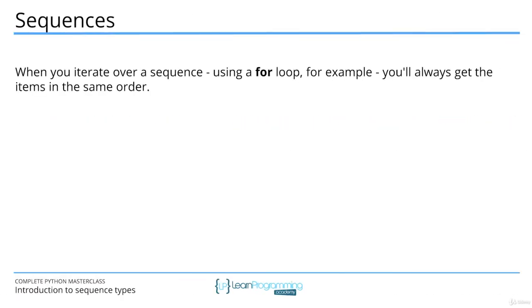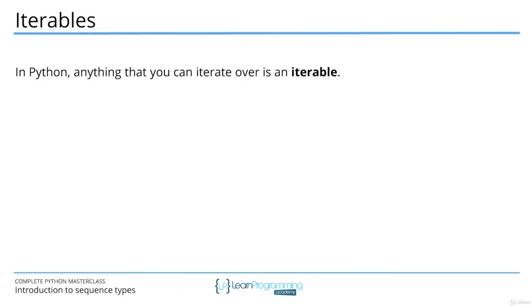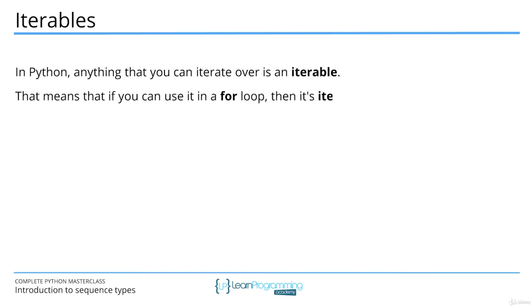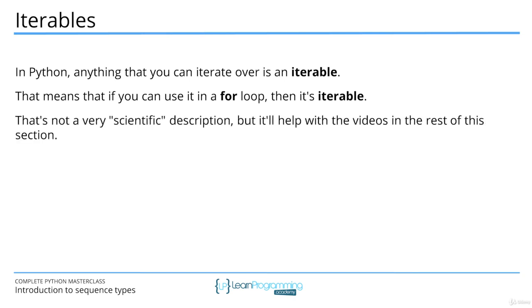When you iterate over a sequence, using a for loop for example, you'll always get the items in the same order. That may seem obvious, so I won't labour the point. In Python, anything that you can iterate over is an iterable. That means that if you can use it in a for loop, then it's iterable. Now that's not a very scientific description, but it will help with the videos in the rest of this section.